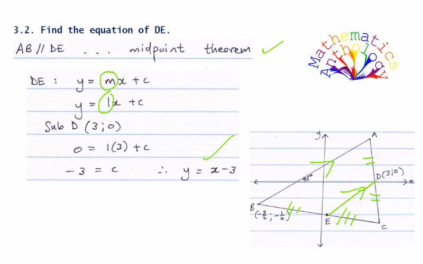So our equation of DE then becomes y is equal to 1x plus c. We substitute a point that's on DE, in this case it's point D, which is (3, 0). And we work out our c, which is negative 3. So our equation of DE becomes y is equal to x minus 3 now.